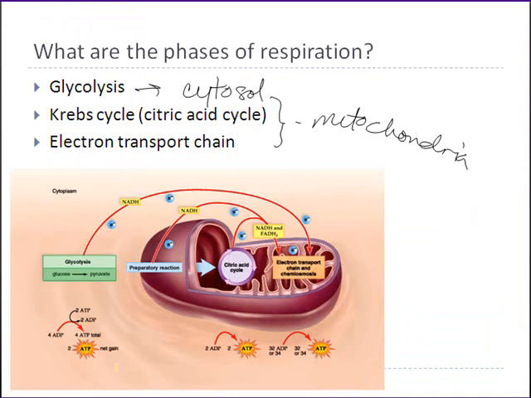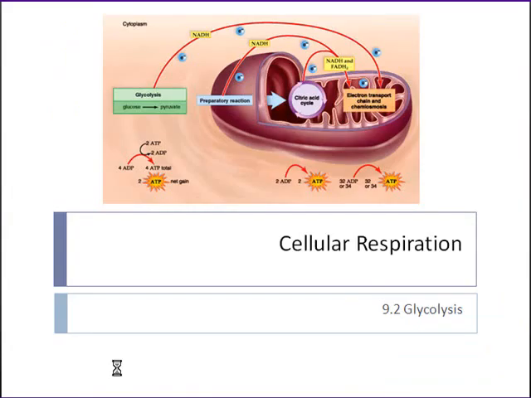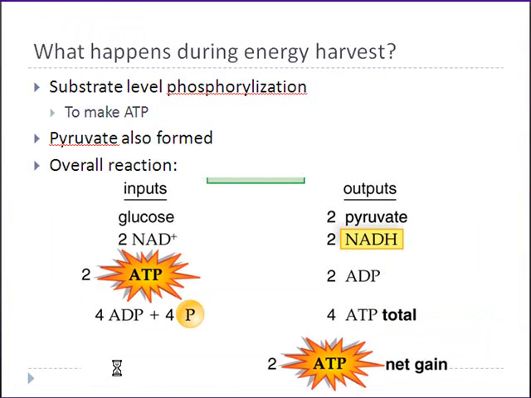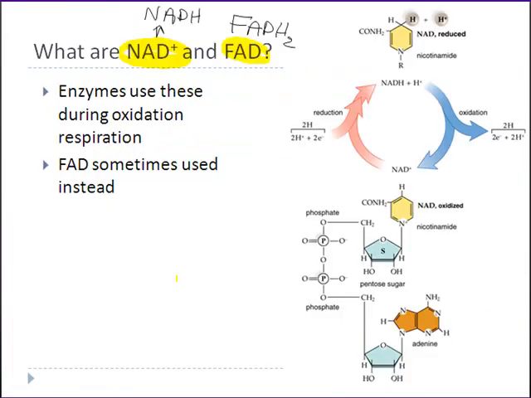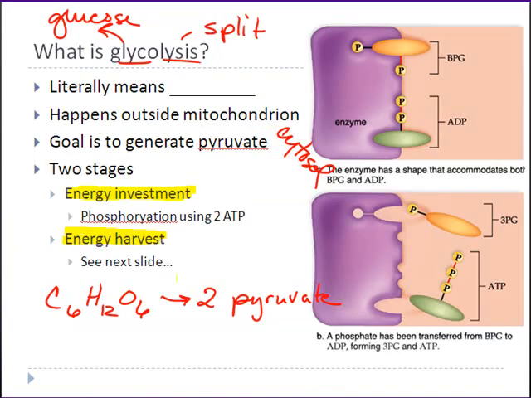Whoops, I'm sorry. I pressed the wrong thing there. My apologies. Wow, I really went off track here. There we go. Okay, we're back where we need to be.